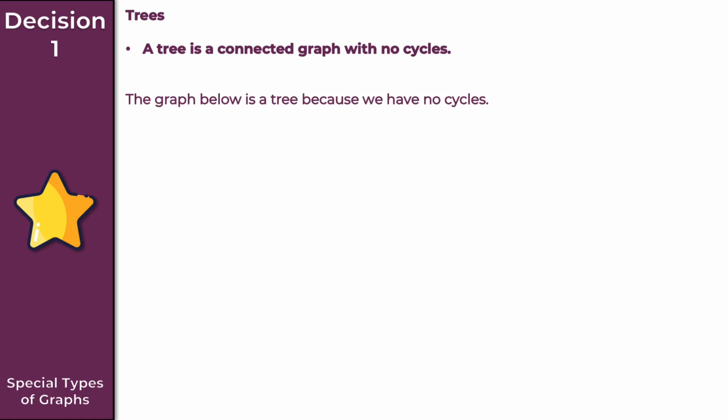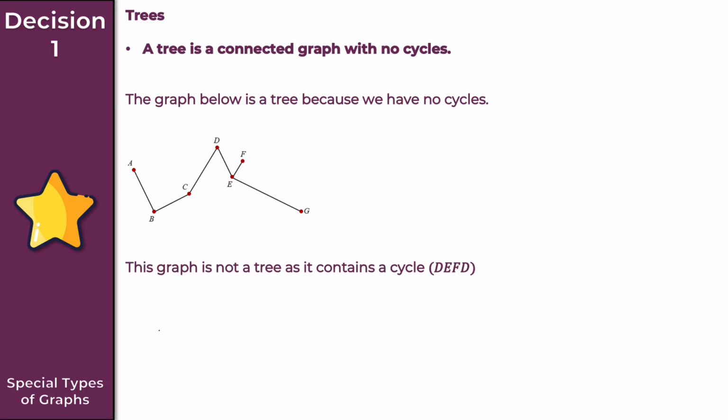So the first special type of graph that we have here are trees. Now, a tree is a connected graph with no cycles. So the graph below, that's this graph here, is a tree because we have no cycles, right? We can go from each point here to the next point without forming a cycle. However, this graph, that's this graph here, is not a tree as it contains a cycle.